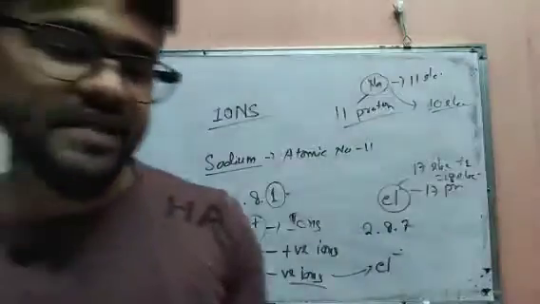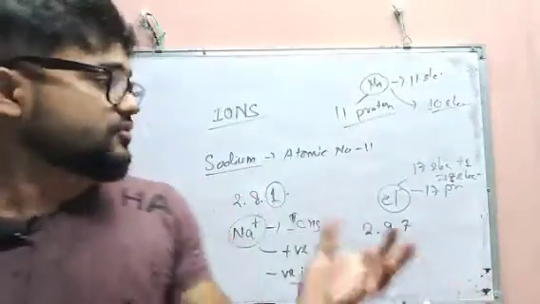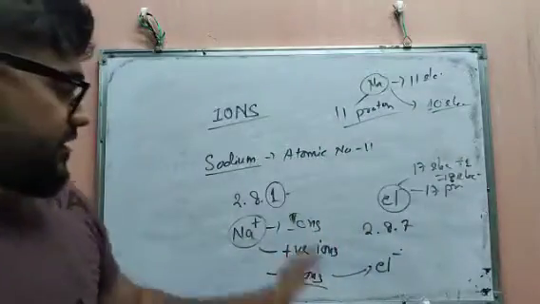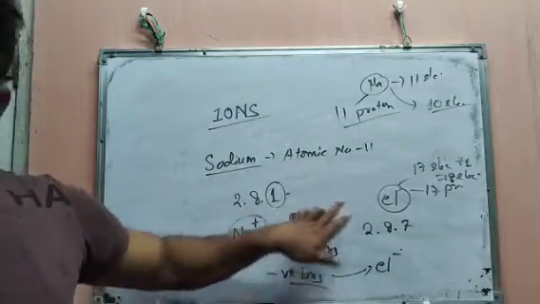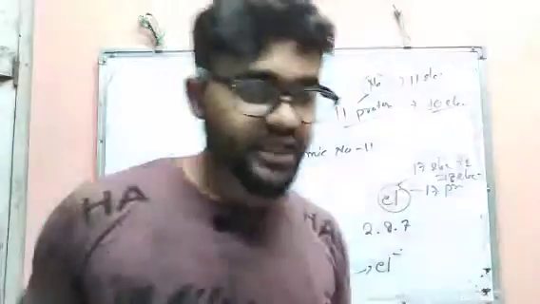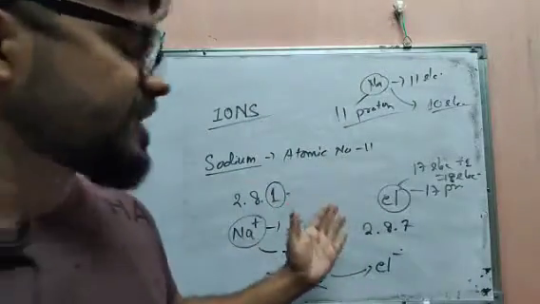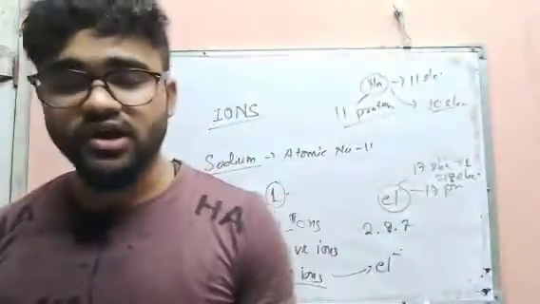Writing the chemical formula: in the last class I told you how to write the chemical formula depending upon valency. Valency is defined in terms of the number of electrons accepted, gained or lost.